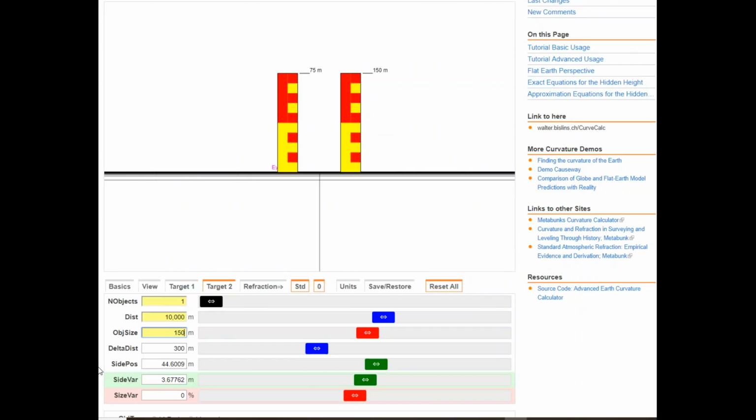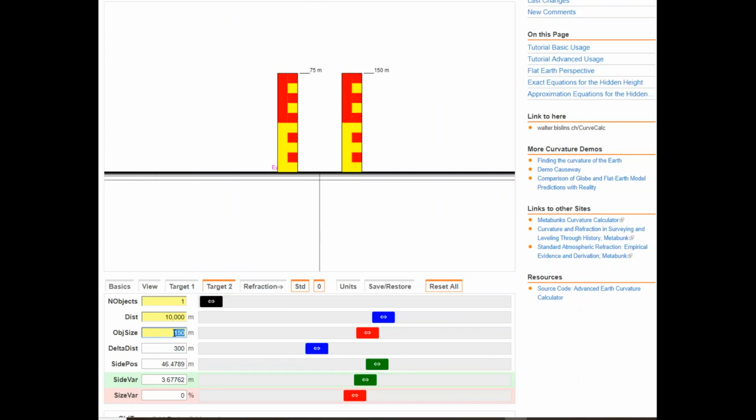I've got two objects here. Target 1 is on the left. It is 75 meters tall and 5,000 meters away. Target 2 on the right is 150 meters tall, but it is 10,000 meters away. Twice as far away, but twice as high. Just like perspective says will happen, they appear to be the same size.